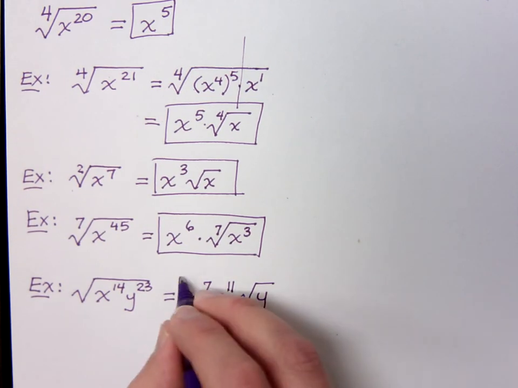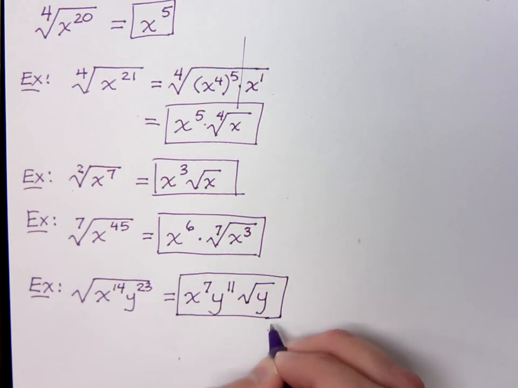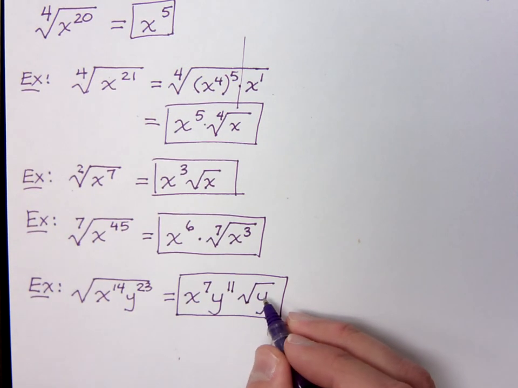What if there had been an x left over? It would have been inside the radical along with the y, right? Okay.